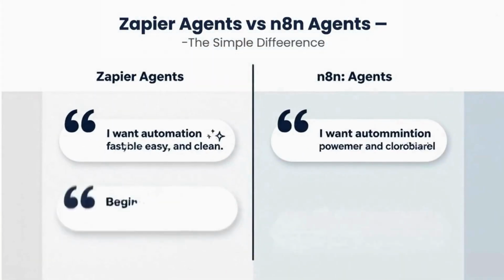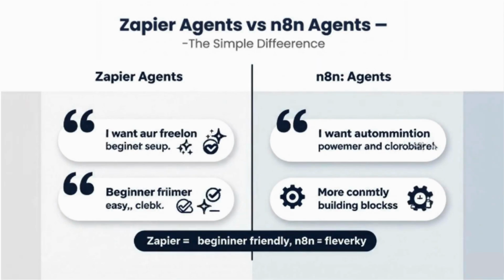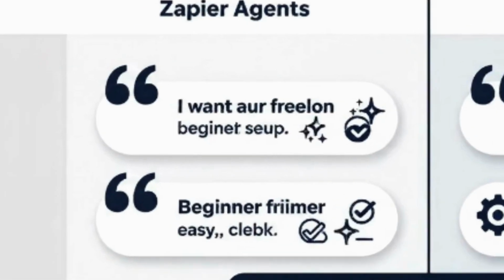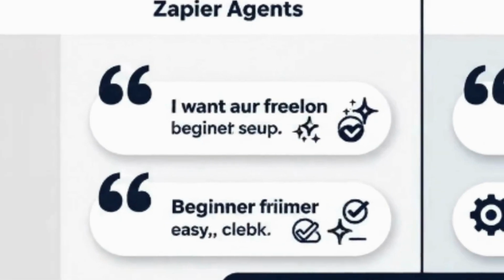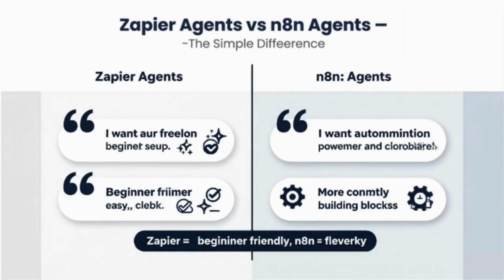Now that we have looked at both of them, let's simplify everything into one clean idea. Because honestly, most people don't need a complicated comparison. They just need the real difference. So if I had to explain Zapier agents versus n8n agents in the simplest way possible, it would be this. Zapier agents are like, "I want automation fast, easy, and clean." And n8n agents are like, "I want automation powerful and customizable." That's it. That's the heart of the whole comparison. Zapier is built for speed. It's built for people who don't want to spend too much time building things. You basically tell it what you want, connect your apps, and you're good to go. So Zapier feels like automation that just works.